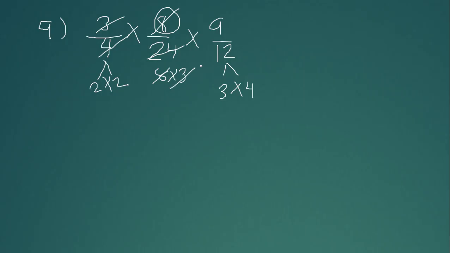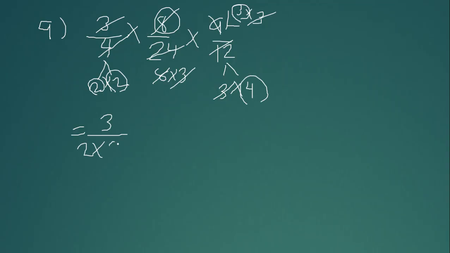So wala na tayong maka-cancel. Oh, meron pa pala ito pang 3. This one, factor natin is 3 times 3. Cancel si 3 and 3. So therefore, ang sagot natin ay 3 sa taas. Sa baba naman, we have 2 times 2 times 4. 2 times 2 times 4. 3 over 2 times 2, 4. 4 times 2, 16. The answer is 3, 16.